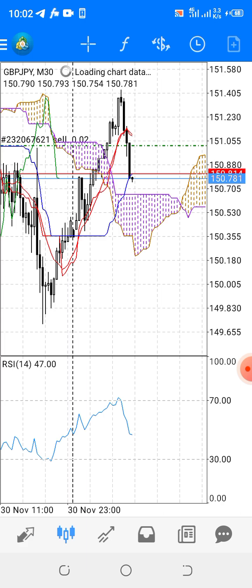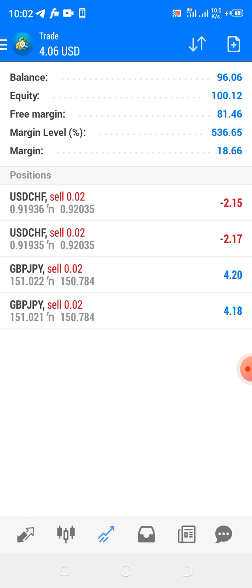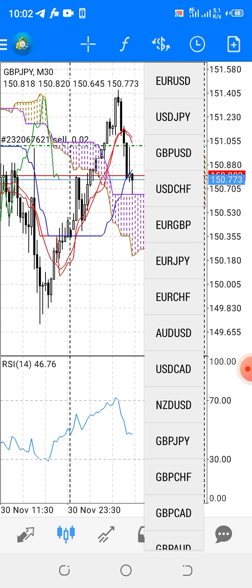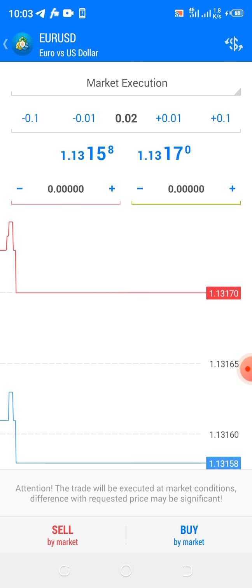Then we went to our MetaTrader 4. I think I have some news that is coming up here. Immediately when we get to our MetaTrader 4, we can see that USD is strong and euro is weak. We click on EUR/USD here. We click on sell.